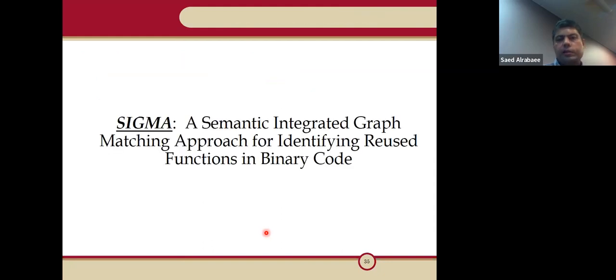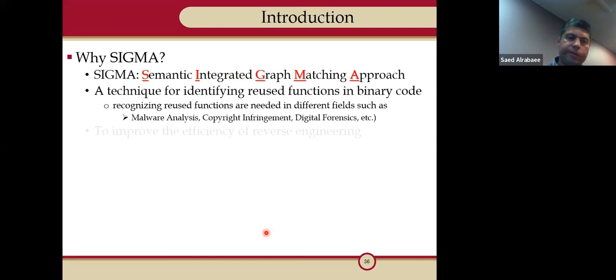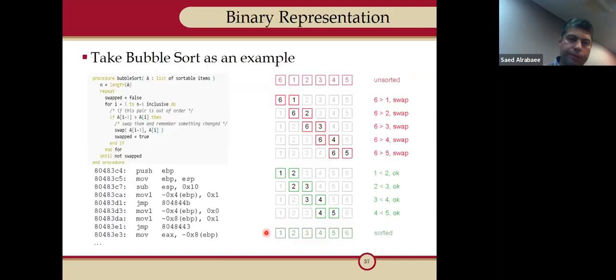So with Sigma, we try to build a new graph in binary. We call it SIG, Semantic Integrated Graph. What we did, we combine three graphs together: the control flow graph, the data flow graph, and the register flow graph, and we generate a new graph. It was useful for reused functions, so we were able to have good accuracy. We use inexact matching. We didn't use any machine learning.